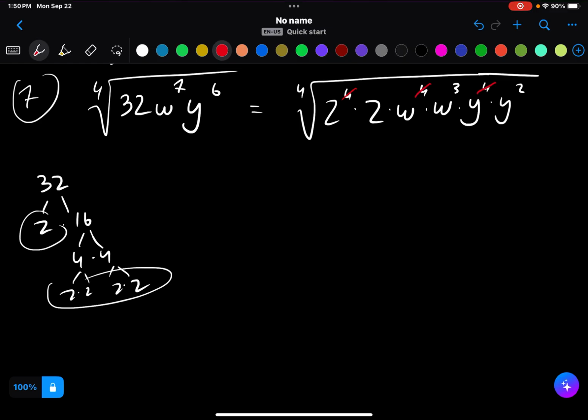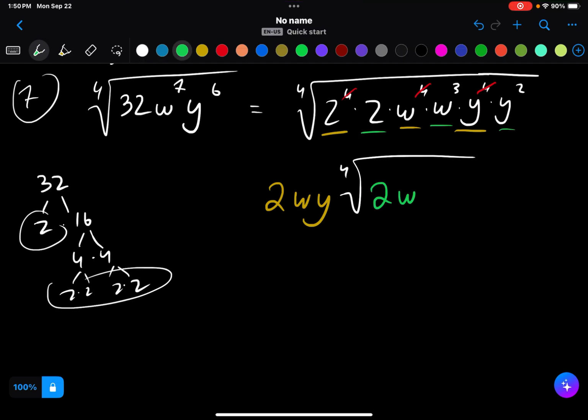So some things get to leave. This, and this gets to leave. So the 2, w and the y gets to leave. What gets to stay underneath the powerful radical? This, and this. The 2, w3, y to the 2. They don't have enough power to cancel with the powerful radical. They get to stay. So that is the answer to number 7.